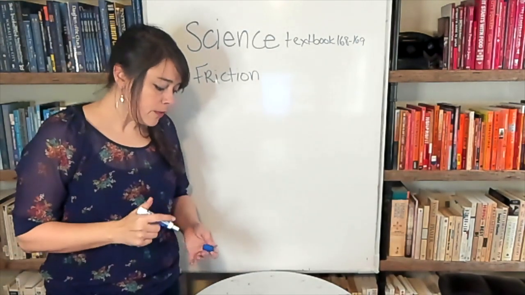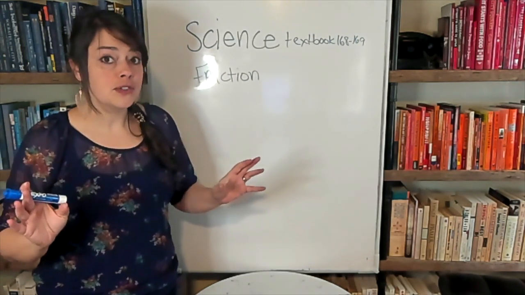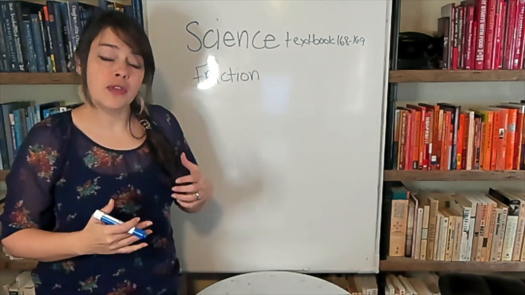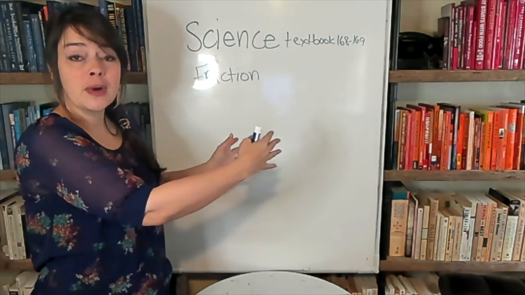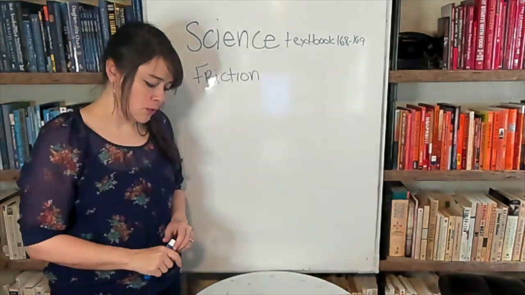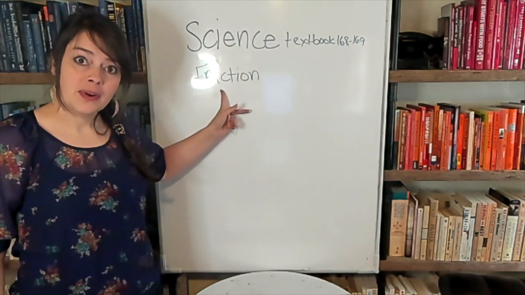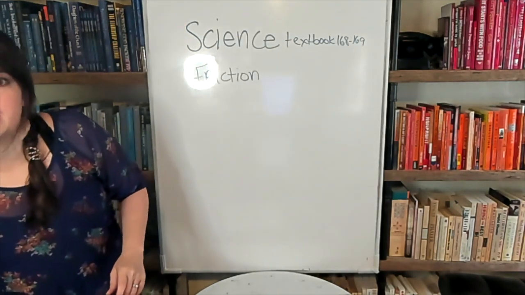Okay, so a force can cause an object to move. A force can also cause an object to stop. The force acts on the object whether to put it in motion, to change its direction, or also to stop it from moving. Friction is a force that slows down the motion or stops it, depending on how much friction there is.